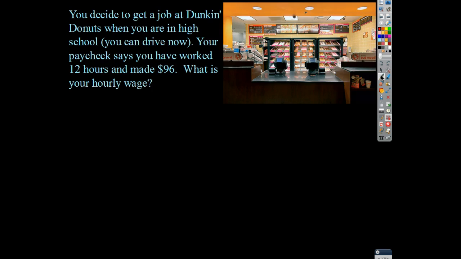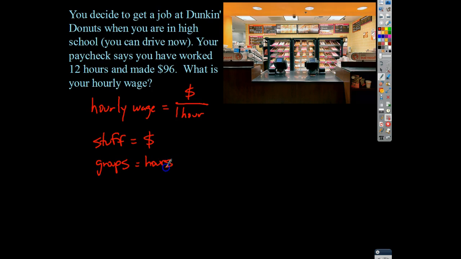But in this case, hourly wage does mean a specific thing, okay? And in this case, it actually means dollars per hour. So let's go ahead and take a look at this. So we're going to say that my hourly wage is going to be equal to the dollars. This is my stuff, right, for each hour. Right, for 1 hour, okay? So the stuff I'm working with is going to be equal to the dollar amount, and my groups, okay, are hours, okay?